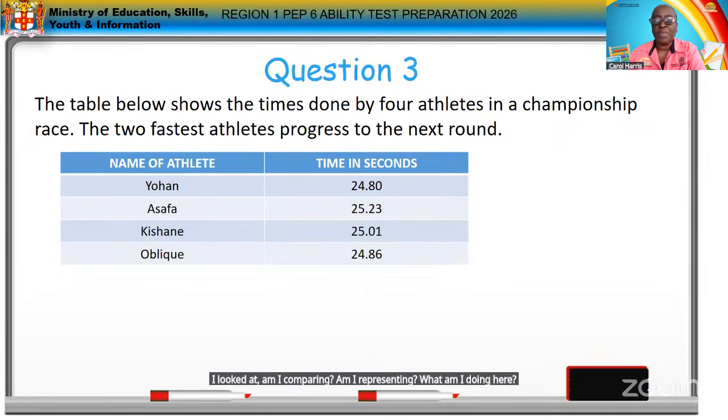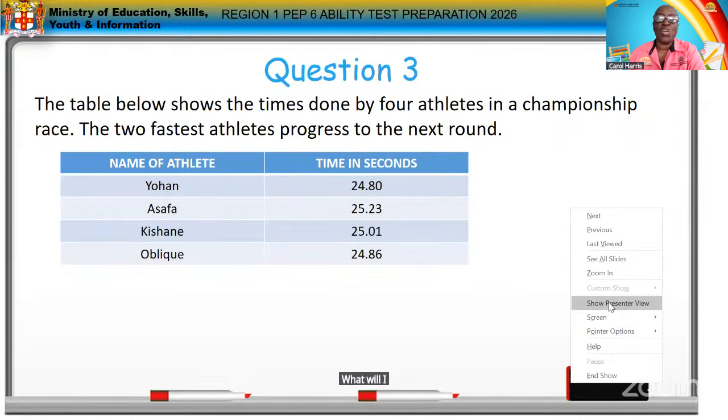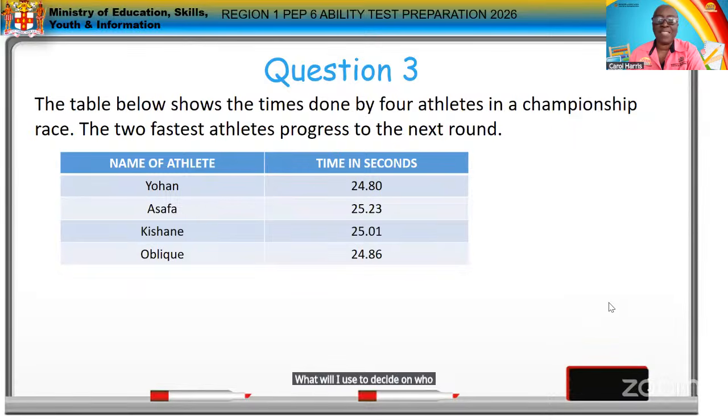I'm not asking for an answer. I'm asking you, what math am I using here? So don't give me any answers yet. What will I use to decide on who is the fastest? Don't tell me the answers yet. What will I be using? We're not yet ready for the answers, students.